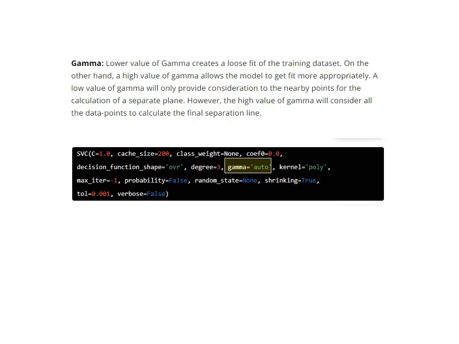A lower value of gamma creates a loose fit of the training dataset. On the other hand, a high value of gamma allows the model to fit more properly. A low value of gamma will only consider the nearby points for the calculation of a separation plane. However, a high value of gamma will consider all the data points to calculate the final separation line.